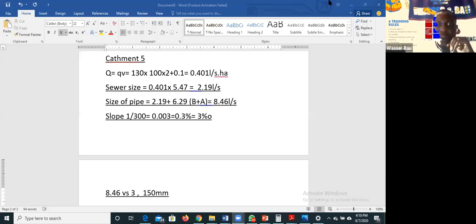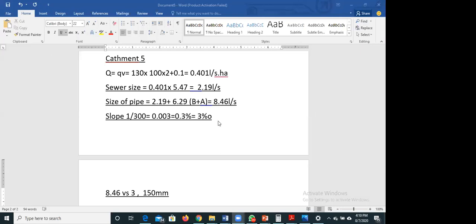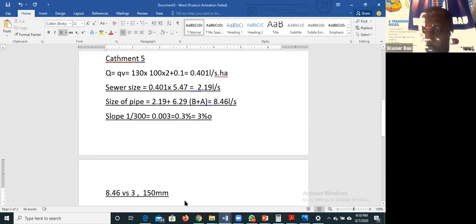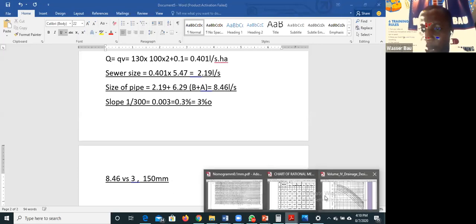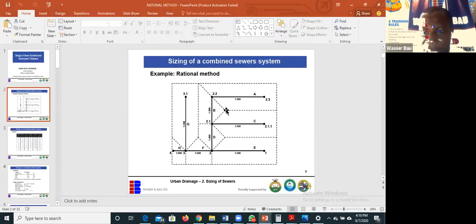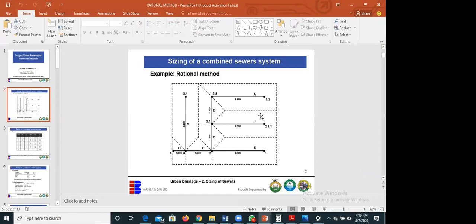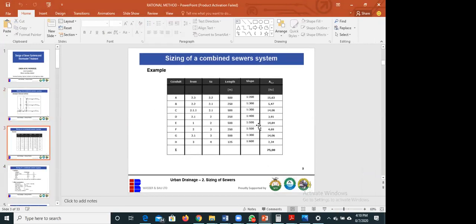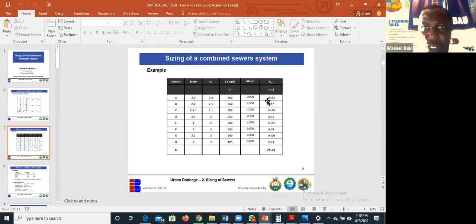Okay, so let's continue. If there's no question, we will now continue for the other pipe. We've done pipe A and pipe B. So let's do pipe C. Pipe C, the slope is still the same as pipe B, and the catchment area is 14.06.